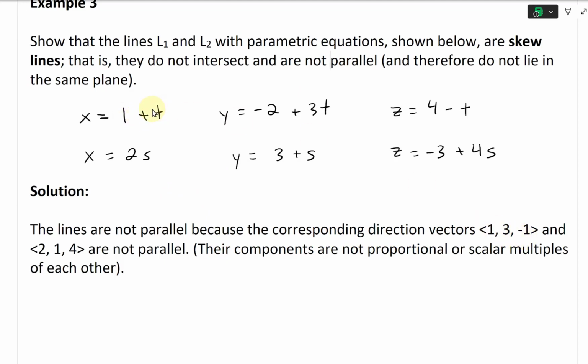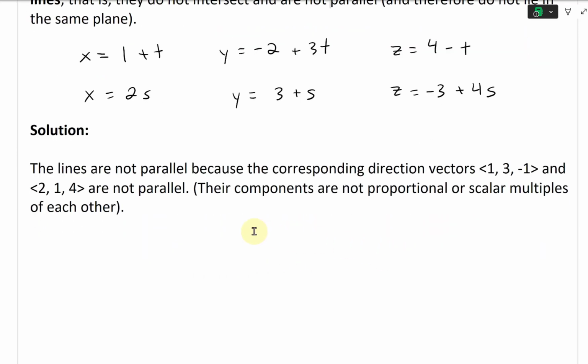You can see the direction vectors here are 1, 3, negative 1, and 2, 1, 4. So 2, 1, 4 are not parallel. In other words, their components are not proportional or scalar multiples of each other. I'll just illustrate this further. I'm just going to write down both equations.